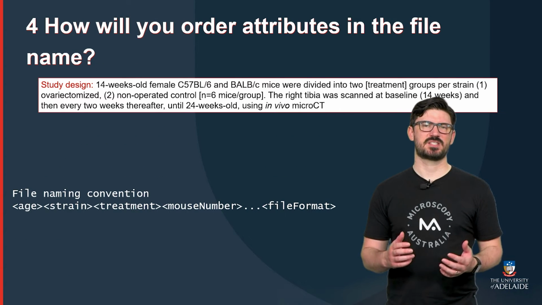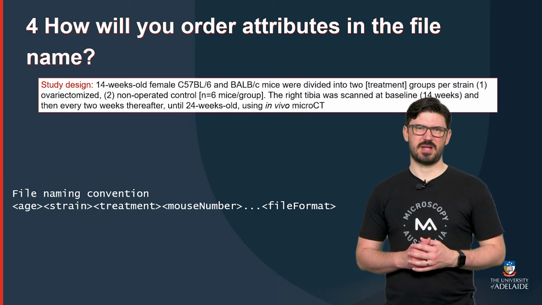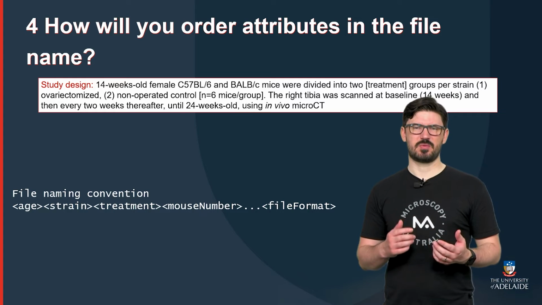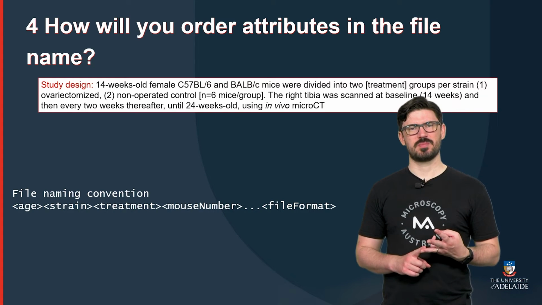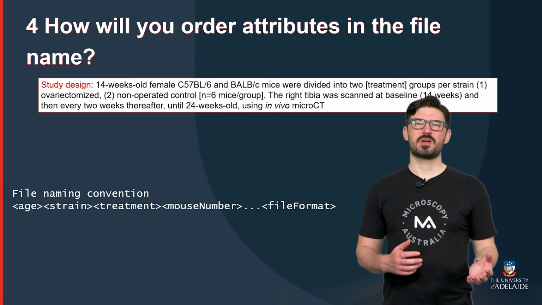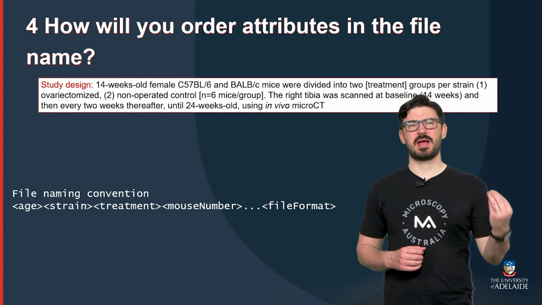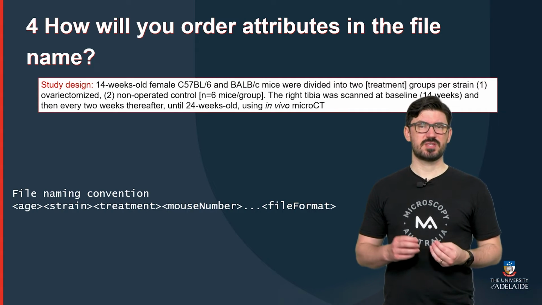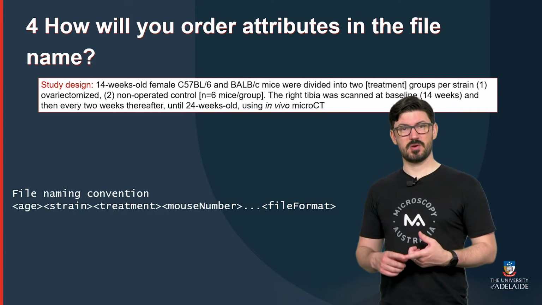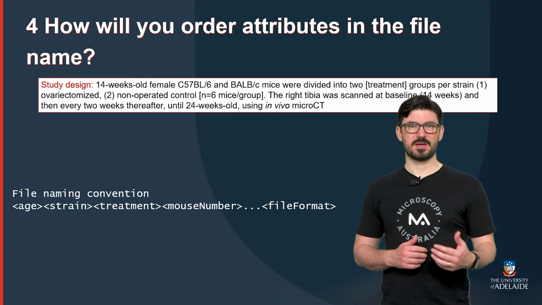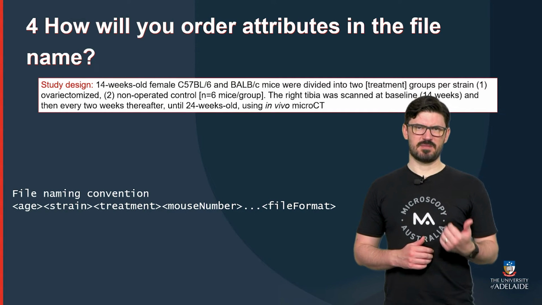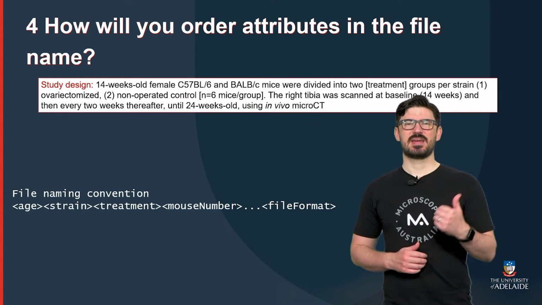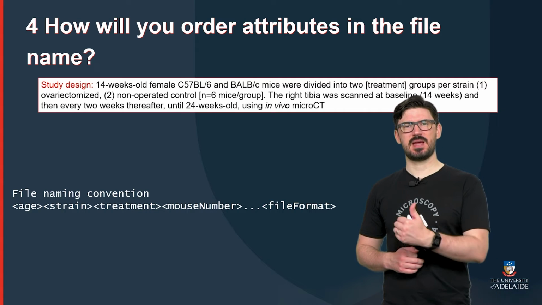So in step 4, it asks, how will you order these attributes in the file name? In step 2, we listed attributes as they appeared in our study design. So that was first, the mouse age, the mouse strain, treatment group, and mouse number. But this order might not actually be optimal when we think about how we want to use that data set. So you need to keep in mind when you default sort your files that the files are arranged in order, first numerically, then alphabetically by the file name and character by character. It just means a file called 00 comes before 01, a file called 1A is before AA, and a file AA is before AB, and so on.